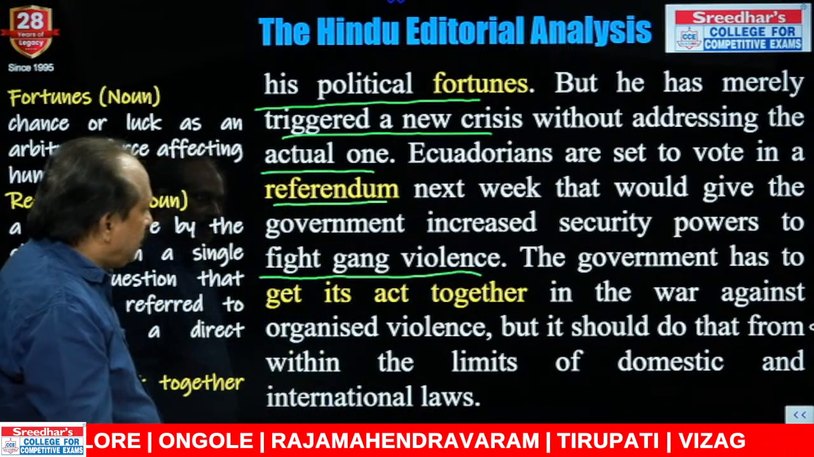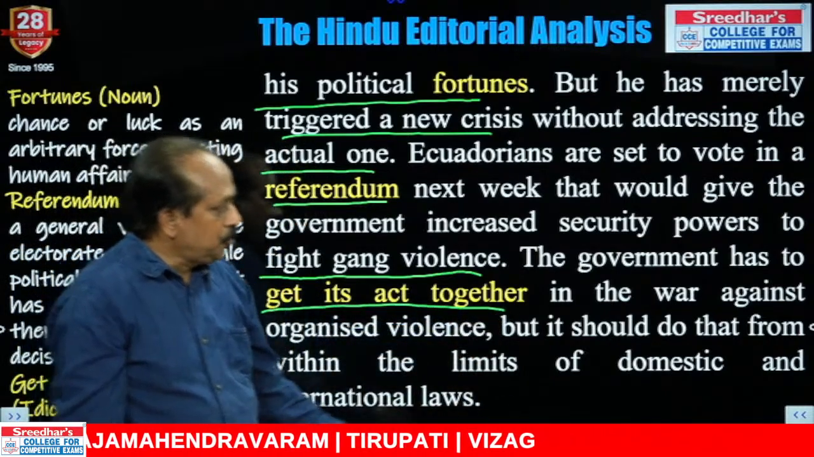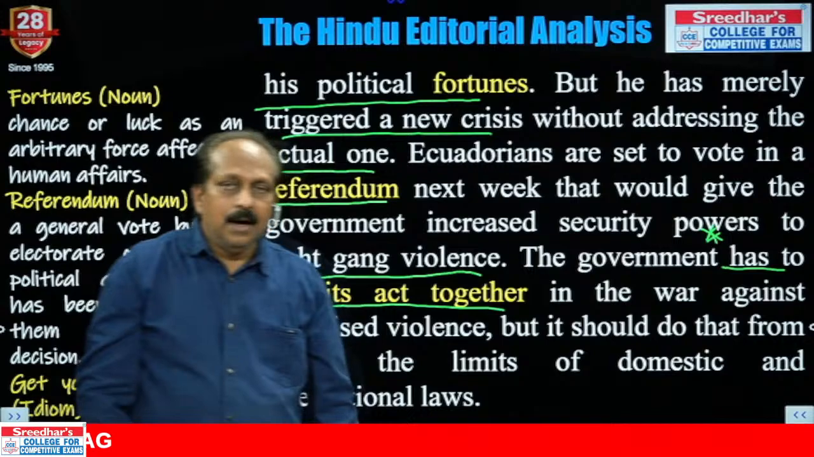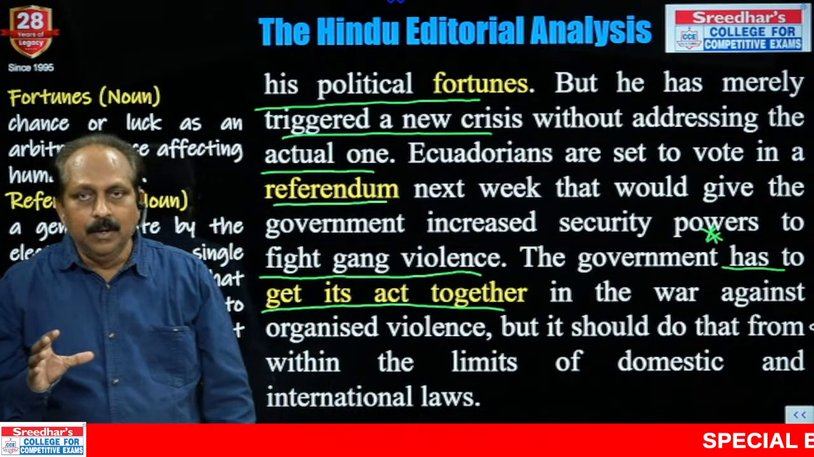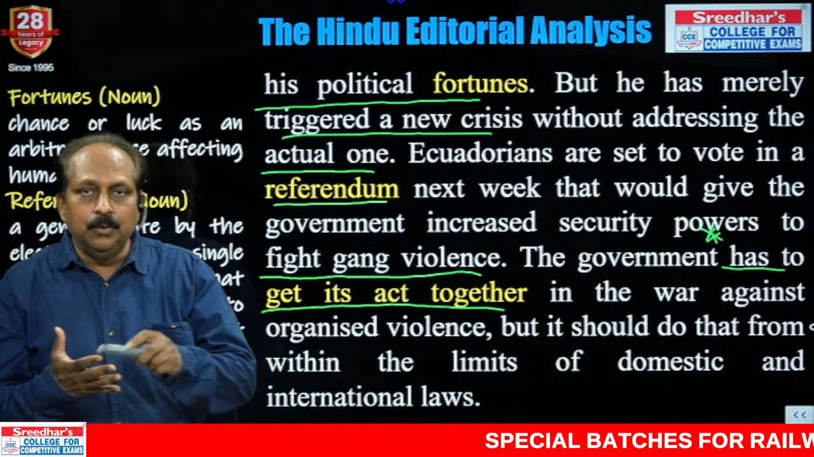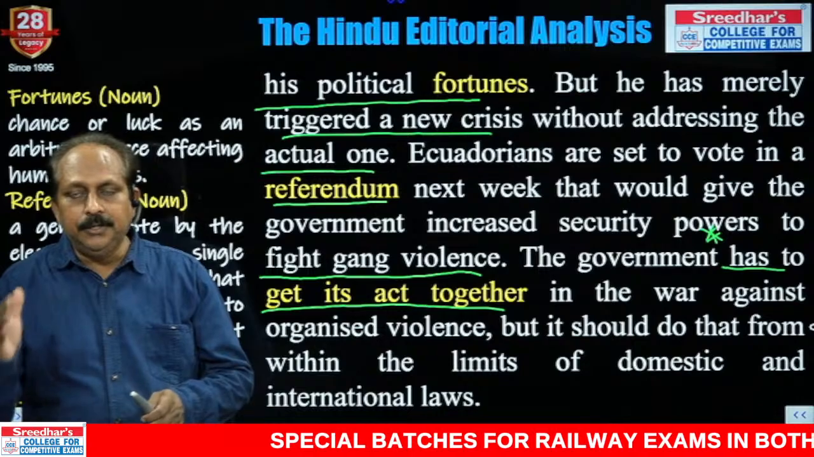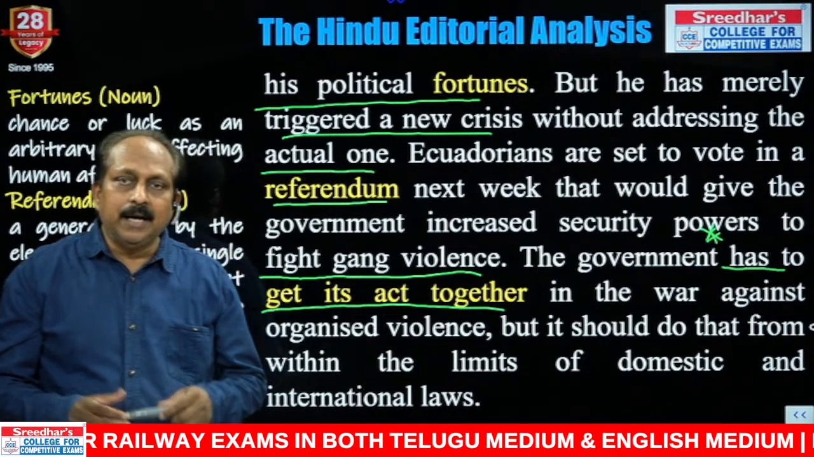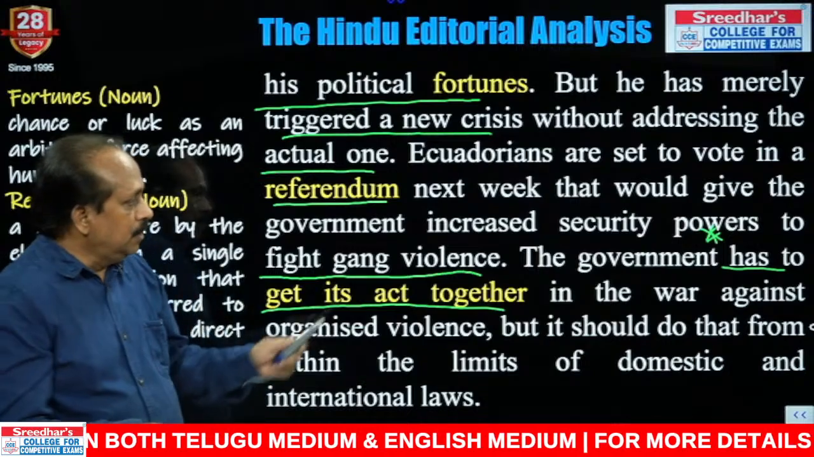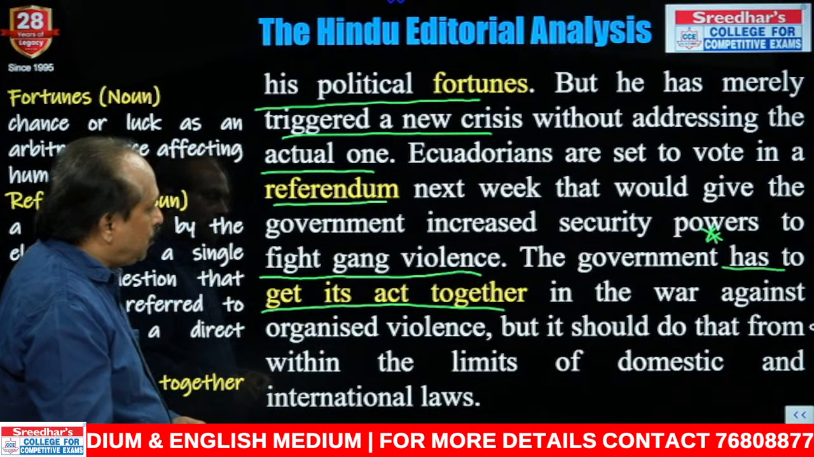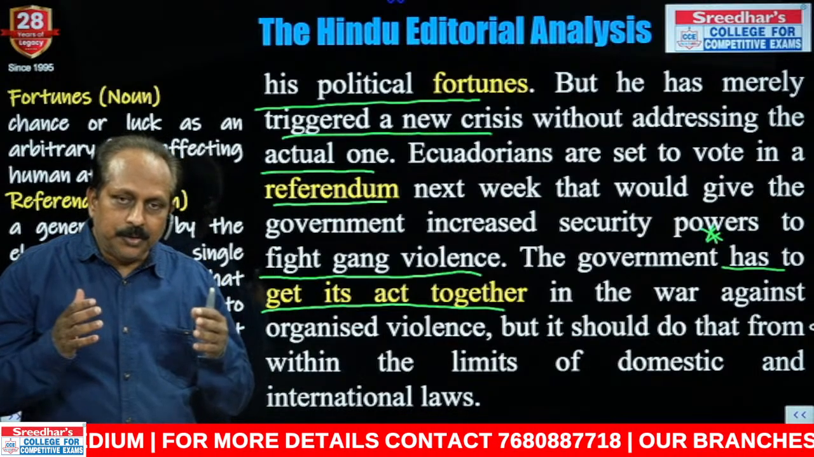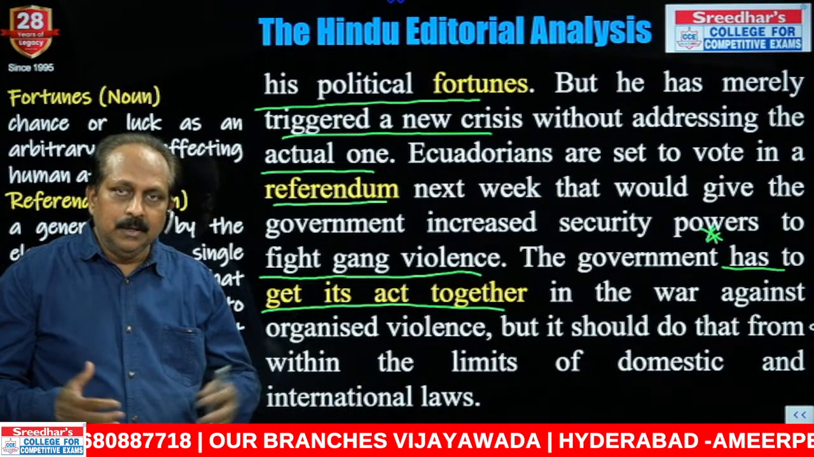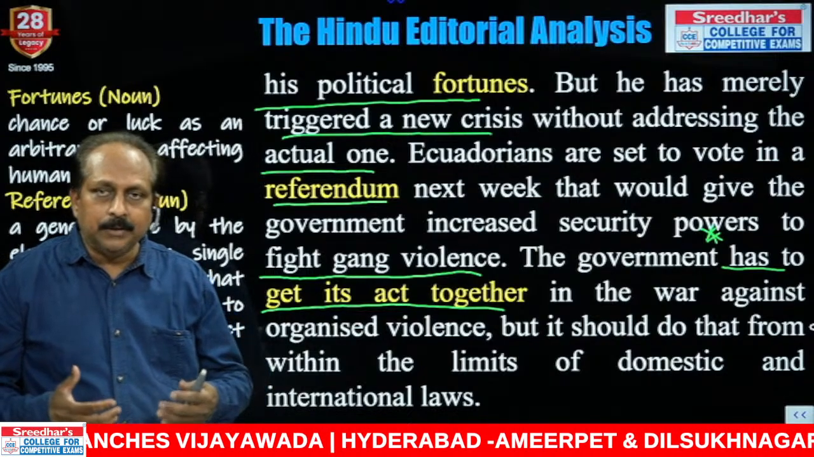The government has to get its act together. An important expression. Has to, also an important expression. I have told many a time, have to, has to. Same helping verb. If the subject is I, we, you, they, have to. If the subject is he, she, it, has to. What is the function? It is used to express an obligation imposed by an external authority or a situation. Here, situation. The government has to get its act together. Get your act together means to streamline, to organize everything and become more effective to achieve the goal.